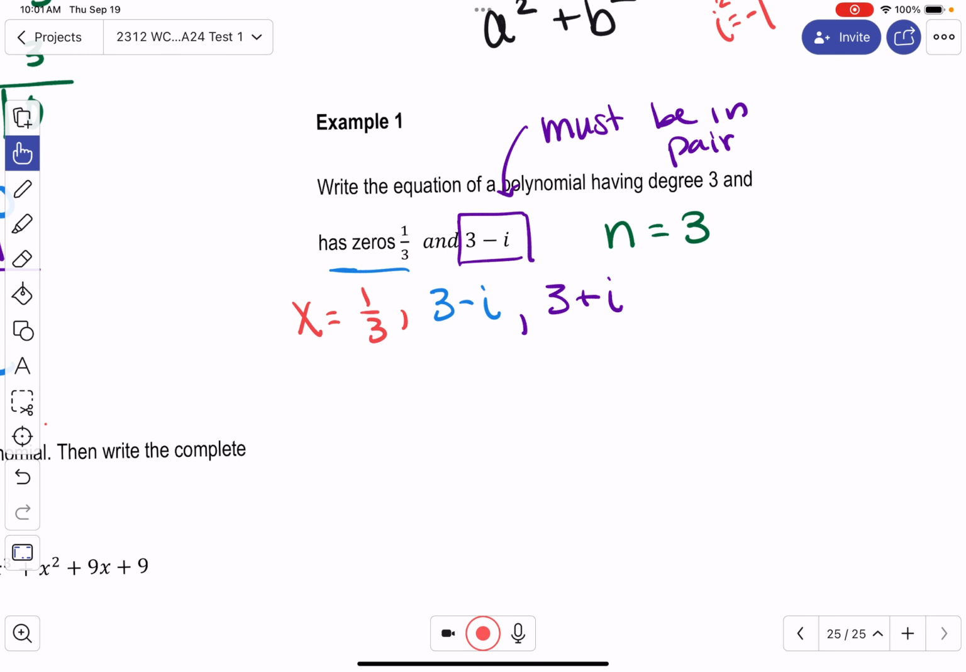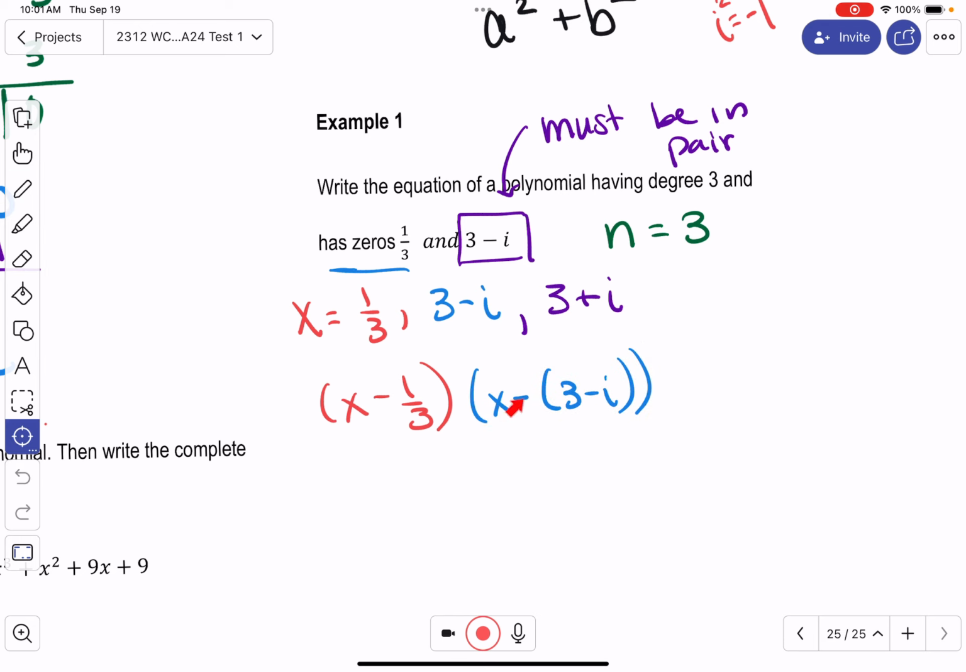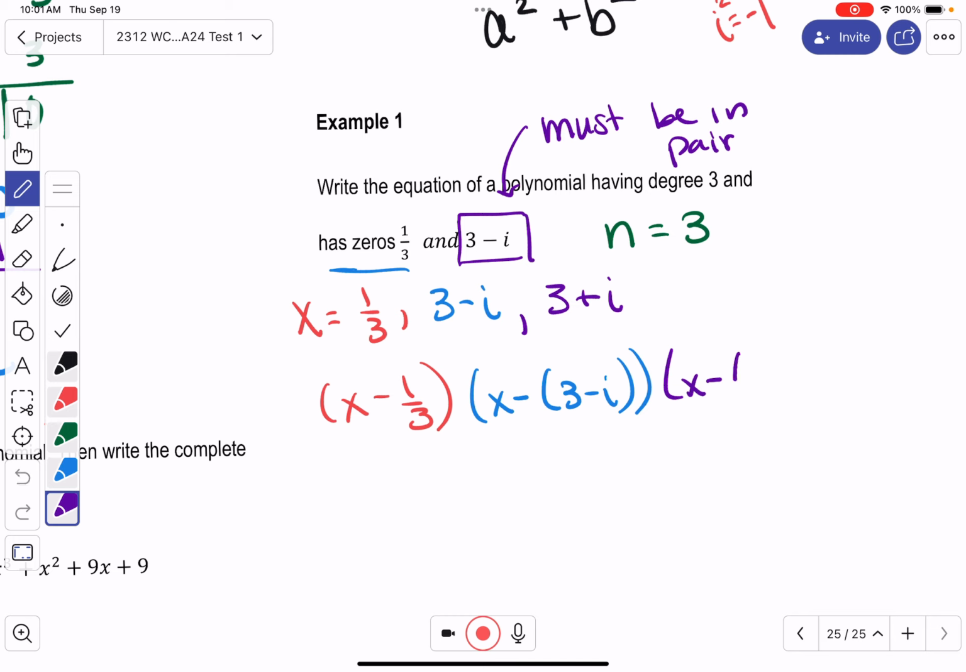And so when I write this now, I get x minus 1/3. You're writing the linear factorization again. Then x minus (3 minus i). And notice how I wrote this as x minus because it's always x minus. And then you're writing x minus (3 plus i).